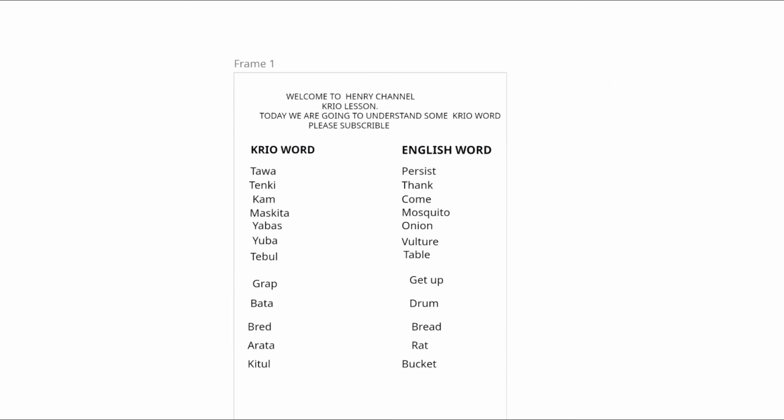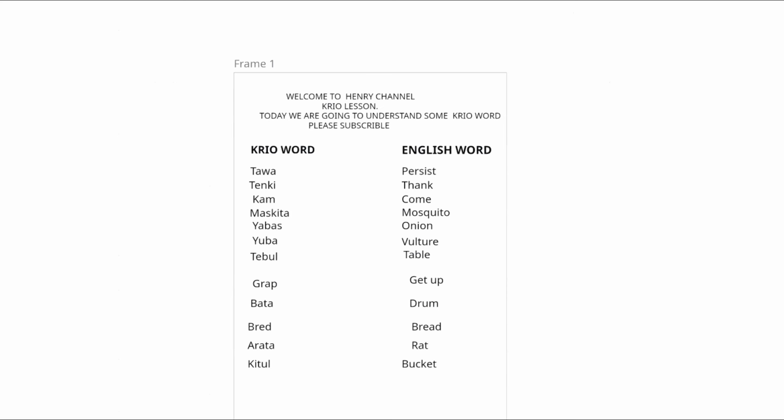The other word is Kam. K-A-M. Kam. Simply means come in English. The other word in Krio is Maskita. M-A-S-K-I-T-A. Maskita. In English, it is known as mosquito. M-O-S-Q-U-I-T-O. Mosquito.